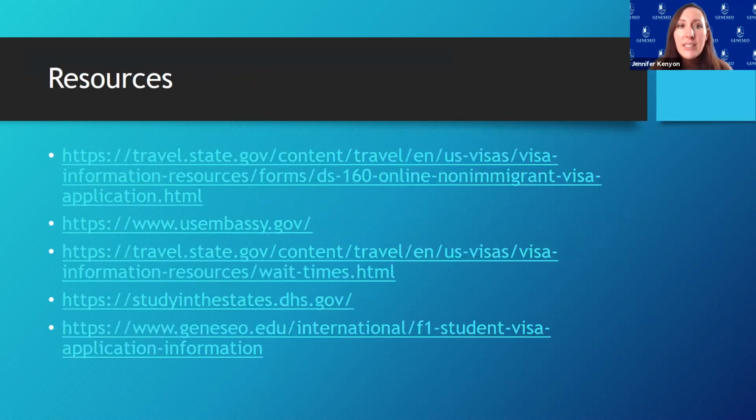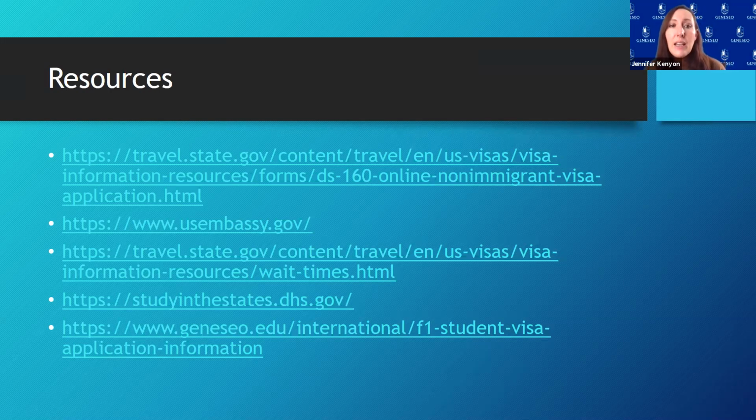Now here's some resources that you might want to check. Again, these are the websites that I mentioned before, where you can get your visa application form, where you can look for your local consulate, where you can check the visa wait times. Another website is studyinthestates.dhs.gov. This is a website specifically dedicated to students studying in the United States. They also include lots of great recommendations, including about applying for your visa, searching for schools, and searching for scholarships. So that's a great website to take a look at as well.